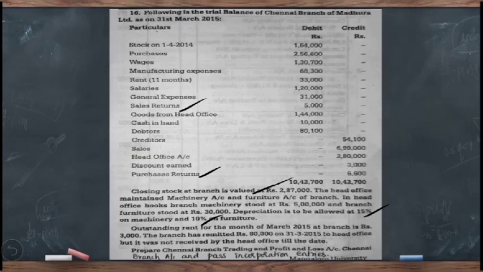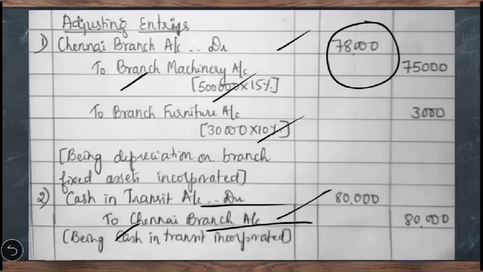Now, the fourth incorporation entry will be for incorporating the debit items of branch profit and loss account. Here we have to show items like rent, that is we have to add the outstanding rent also. Here it is given that the outstanding rent for the month of March is 3,000. So, together total rent will be 36,000. Then salaries we have to take 1,20,000. General expenses 31,000. These are the three indirect expenses they have given in the trial balance. In addition to that, the branch machinery and branch furniture are used at the branch. So, the depreciation charge on that, 78,000, should be taken into consideration in the profit and loss account because those are the assets used at the branch.